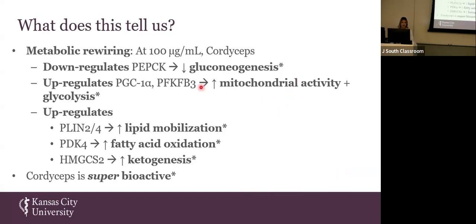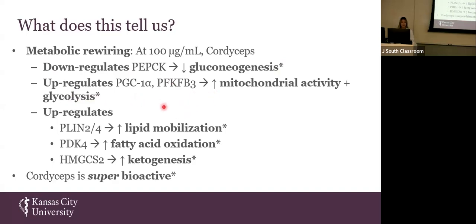Cordyceps downregulates PEPCK, which is a rate-limiting step involved in gluconeogenesis. Cordyceps upregulates these genes involved in mitochondrial activity as well as glycolysis. This supports existing literature that cordyceps helps regulate blood glucose levels by reducing glucose output as well as increasing glucose breakdown.